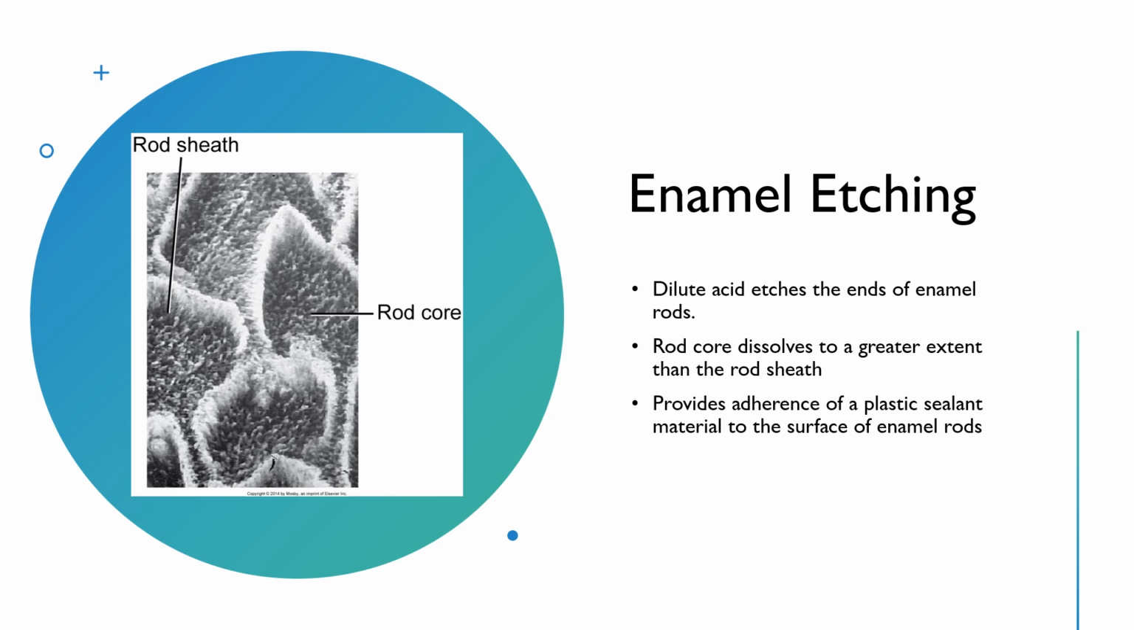Now when we have our enamel etching, so this would be like our acid etch, basically an acid etch is like a dilute acid that is going to etch the ends of the enamel rods. Okay, so that is really what our acid etch is doing when we are preparing a tooth for a pit and fissure sealant. So the rod core is actually something that will dissolve more than the rod sheath itself. And this is what is going to provide that adherence for our sealant material to stick to.